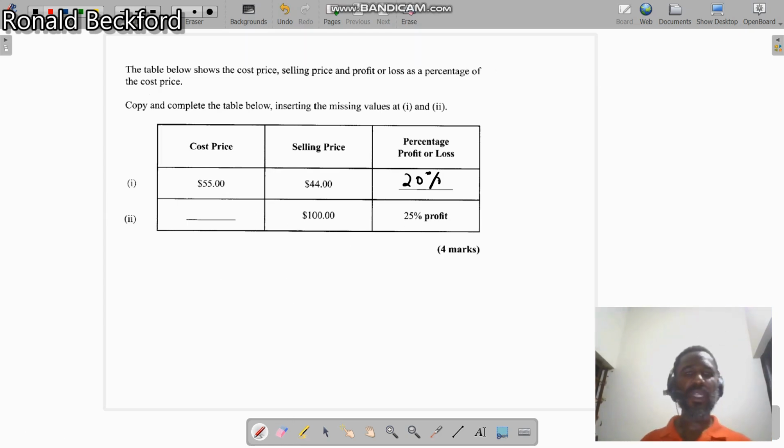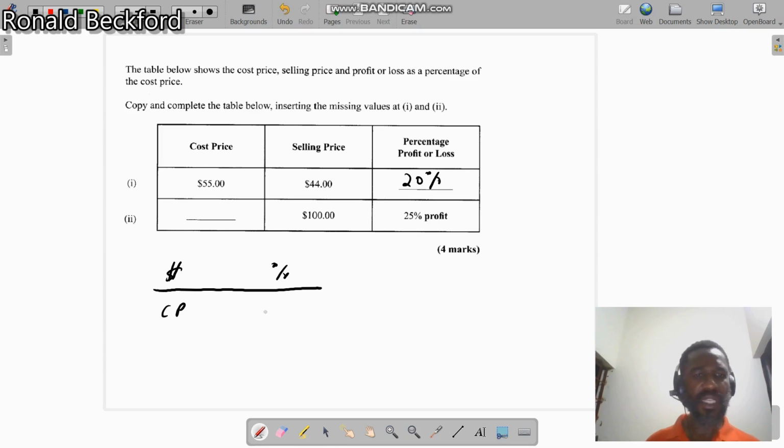Part 2 is asking for the cost price, given the selling price is $100 and that the percentage profit in this case is 25%. In order to do this question, I'm going to generate a table, and we're going to have dollars here, and we're going to have percentage here. Now the cost price is always assigned a percentage of 100. The selling price, because this is a profit, will always be assigned 100 plus 25. So therefore the profit is 25%, so the selling price is going to be 100 plus 25. If it were a loss, it would be 100 minus 25.